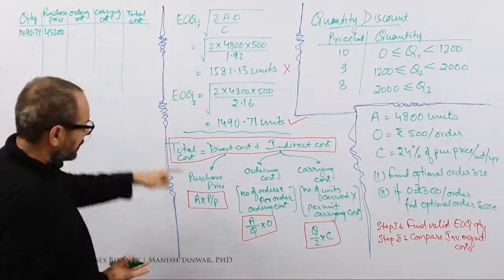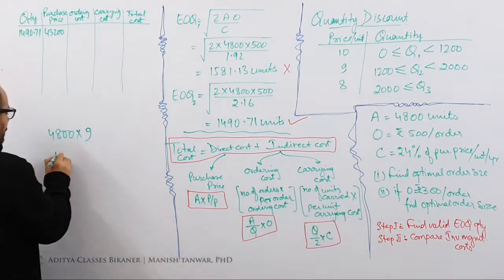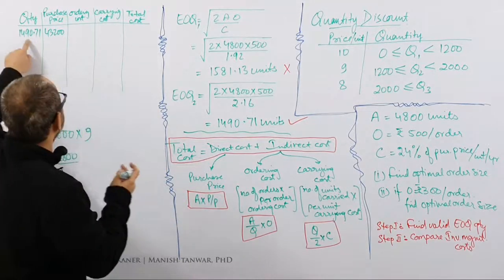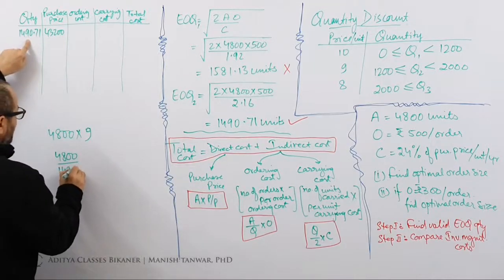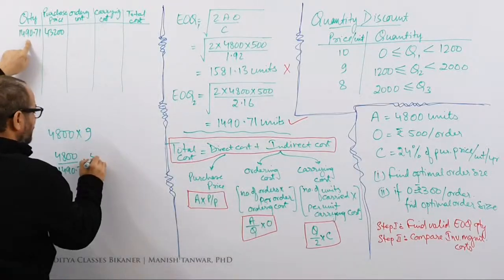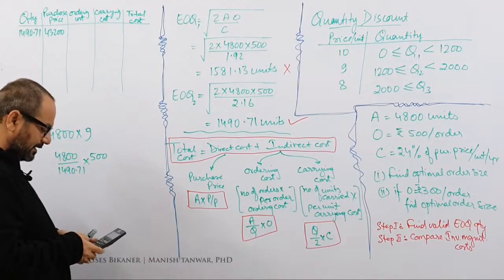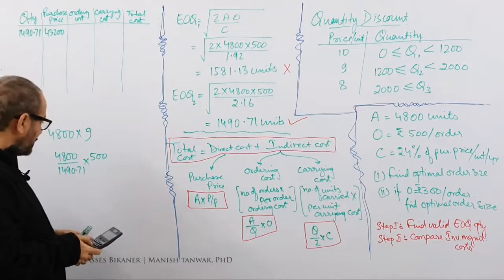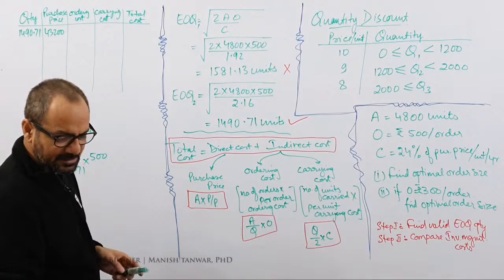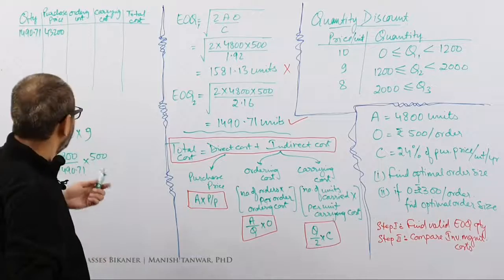Next is ordering cost. What is ordering cost? A upon Q multiplied by O. A is 4800, ultimately you need 4800 units. Q is the order size, and the order size we are going ahead with is 1490.71, multiplied by the ordering cost. Ordering cost is given as 500 rupees. So what will be my ordering cost? It will be 4800 multiplied by 500 divided by 1490.71, giving me 1609.97.